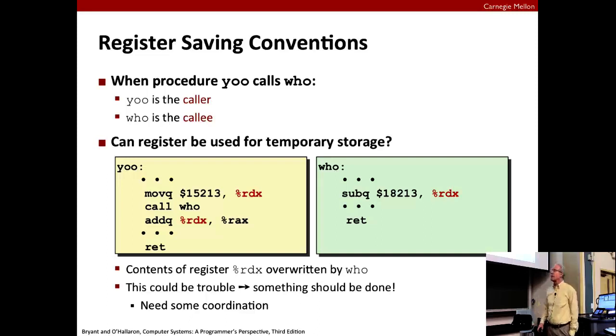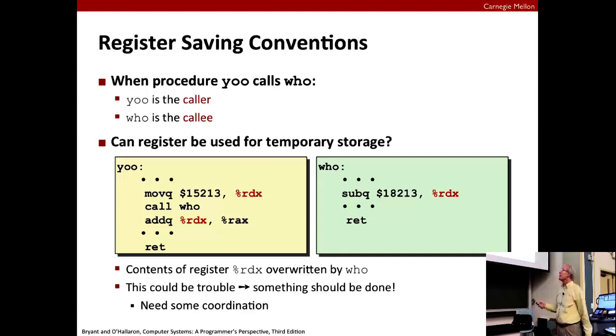And so here's sort of a thought experiment. Imagine we had a function called u that's going to call who, and it has some data that it wants to put somewhere. Then who gets called, and the question is, can I rely on the fact that register RDX will still hold the number 15213? The answer is not in general, because who might have overwritten RDX and put something else there. In particular, if who did some operation involving register RDX, it could have messed up the value that was there before. So the obvious answer is, well, you should not have used RDX for that purpose.